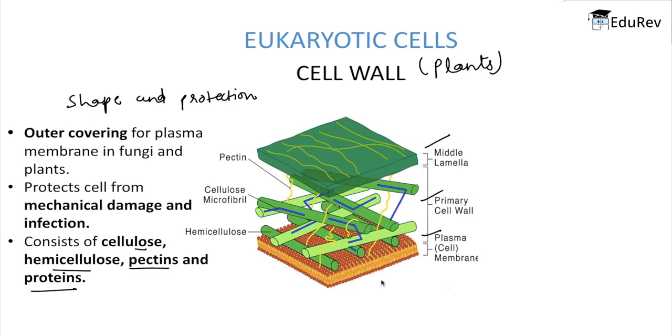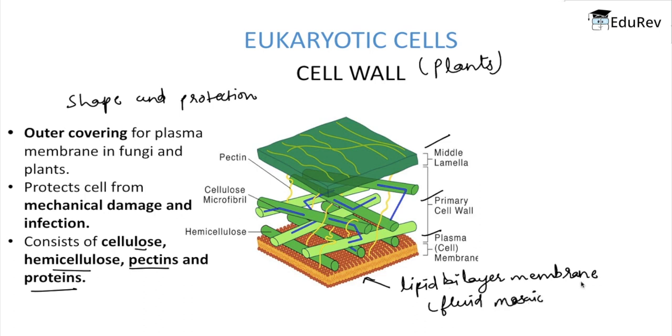So, we studied the plasma membrane, that it is the lipid bilayer membrane, and as proposed by Singer and Nicholson, it is also called the fluid mosaic model. Now, the next layer is the primary cell wall, which is the first layer which forms, and it is capable of growth, but it diminishes when the cell matures.